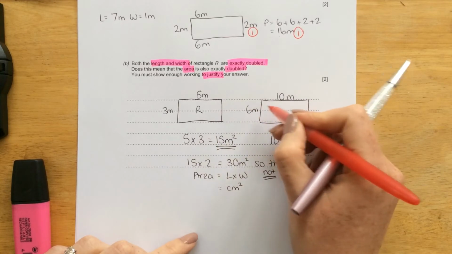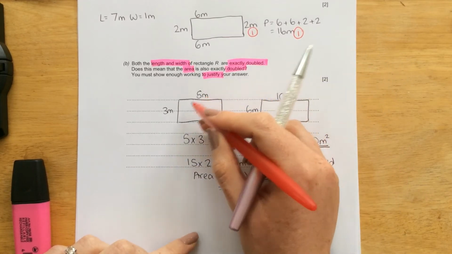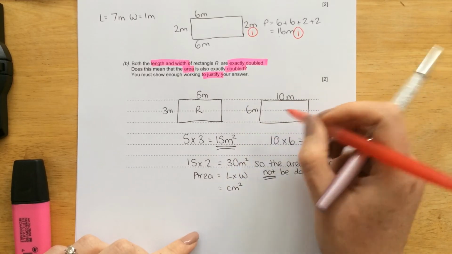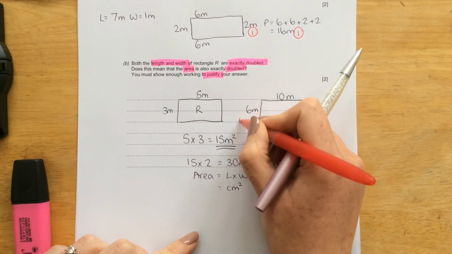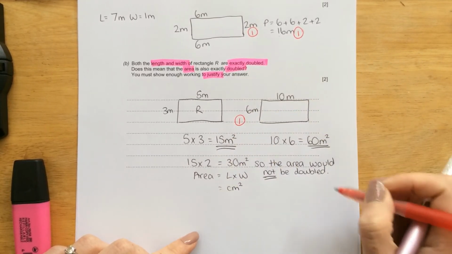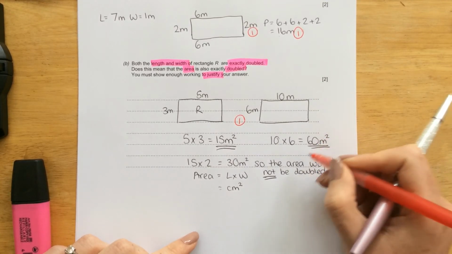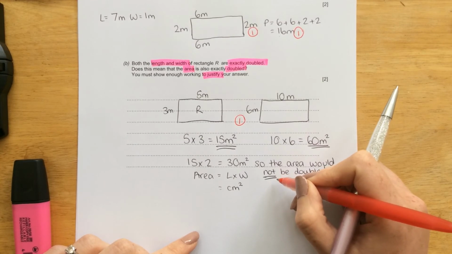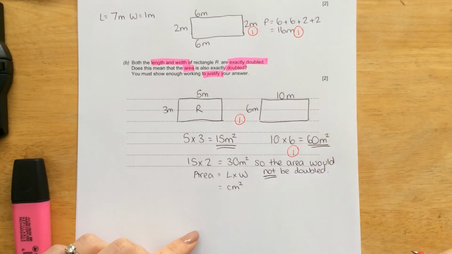If the examiner sees that you've drawn the rectangles or shown that you've doubled the measurements and worked out the area of 15 metres squared, they will give you 1 mark. And then if you've worked out that this is 60 metres squared and you've said that it is not doubled, it's important that you say that it's not doubled, they will give you the 2nd mark.